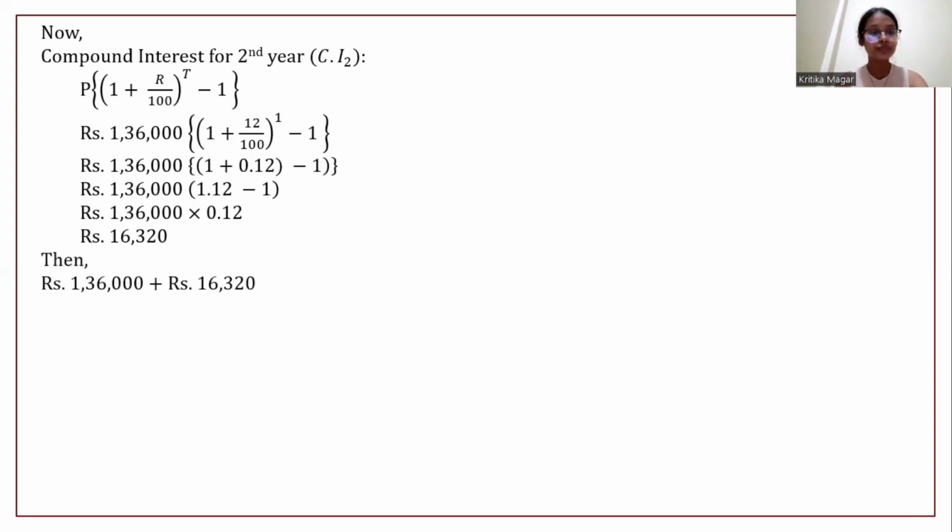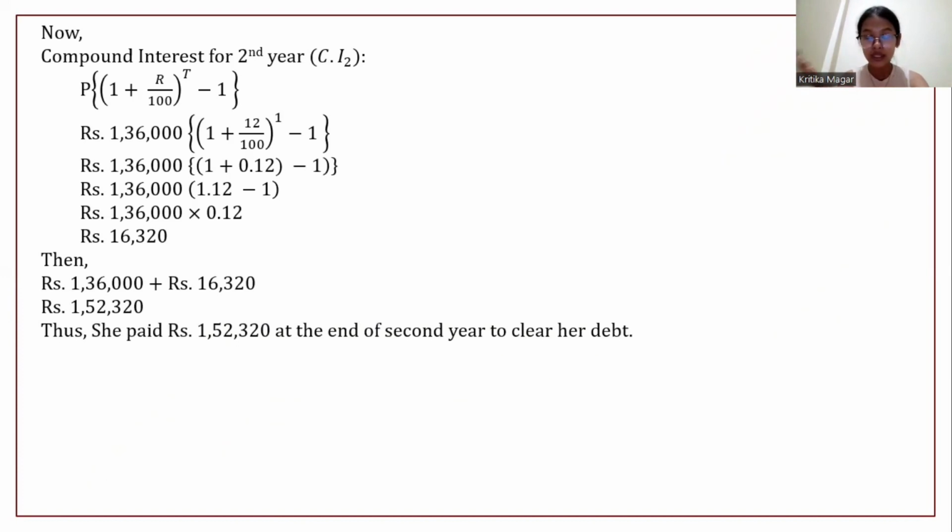Now, we have to add the compound interest to the principal, and it comes to 1,52,320, which is the amount that she should pay in order to clear her debt. So thus she paid rupees 1,52,320 at the end of the second year to clear her debt. So this is the answer to the first question.